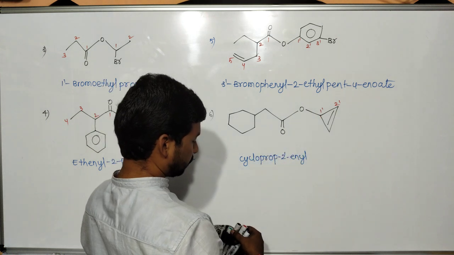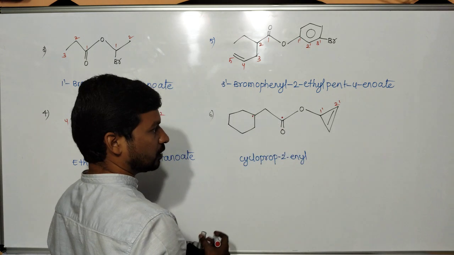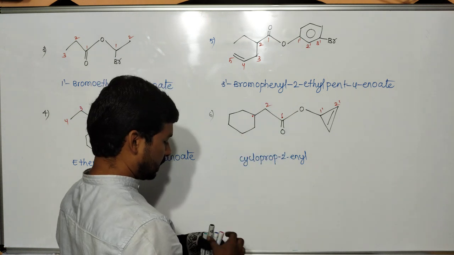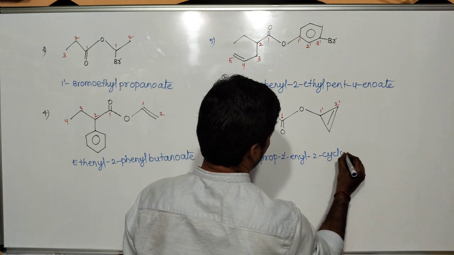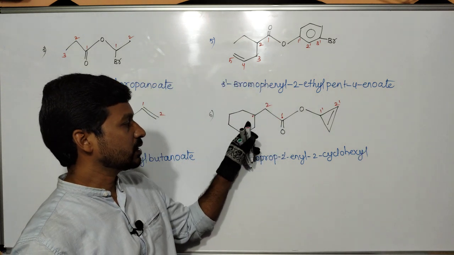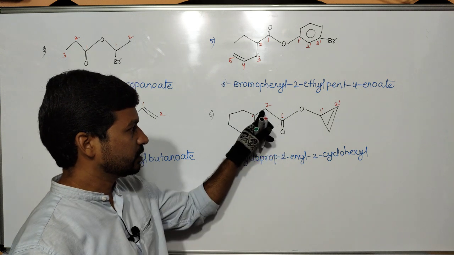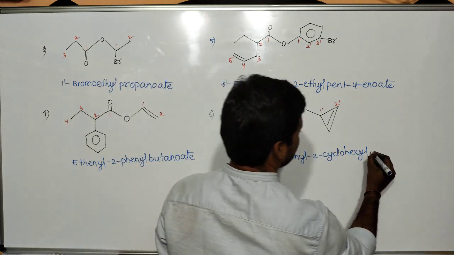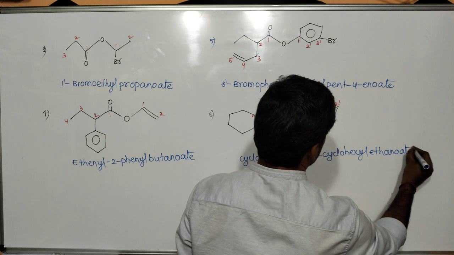Here see, this functional group carbon is not directly attached to the ring. So the parent chain is this one, and this is the substituent. On the second carbon, the substituent is cyclohexyl, 2-cyclohexyl. Do not write carboxylate, because the functional group carbon is not directly attached to the ring. Just take this one as the parent chain. This is the substituent, 2-cyclohexyl, 2 carbon atoms, ethanoate. Ethanoate is the IUPAC name of this molecule.